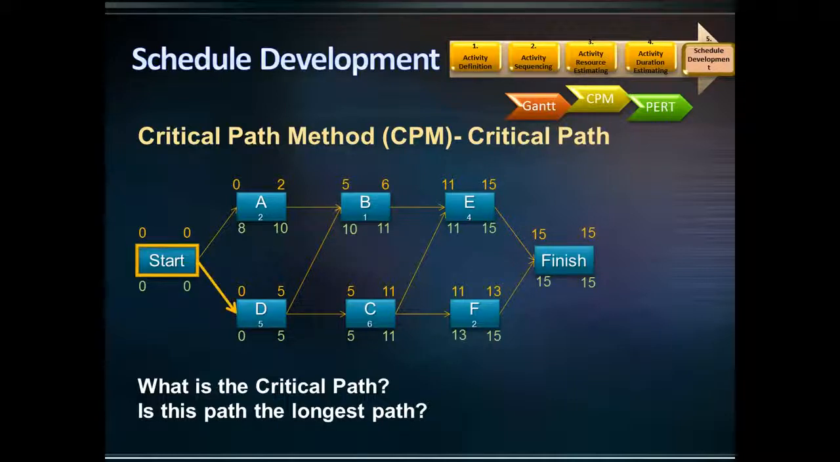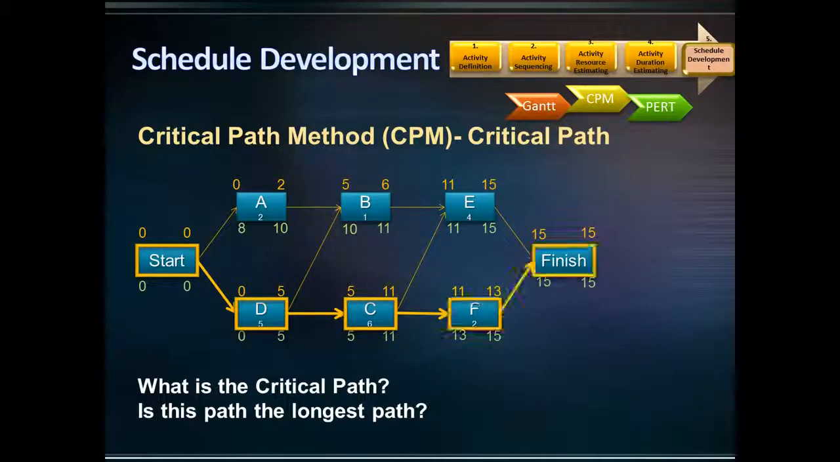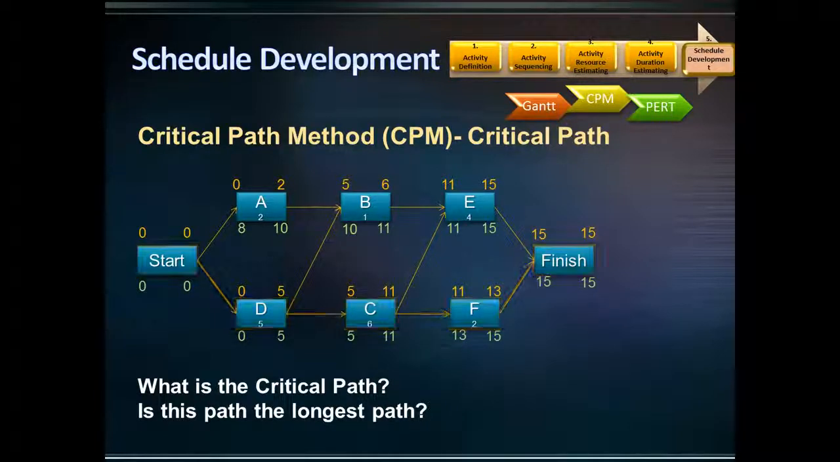Another path is start to D, to C, to F, to finish. The duration of this path is 13 days. As you can see, the critical path has the longest duration. That's why if an activity on the critical path is delayed, the entire project is delayed.